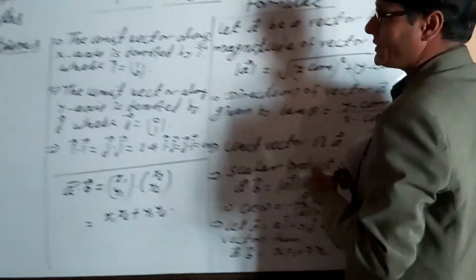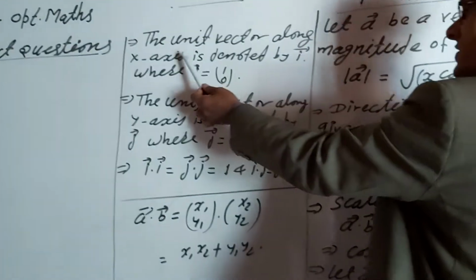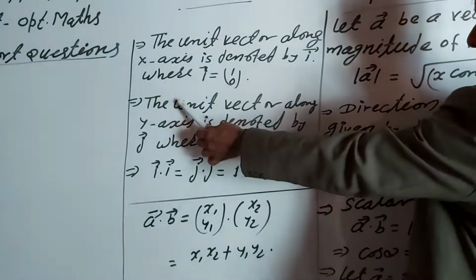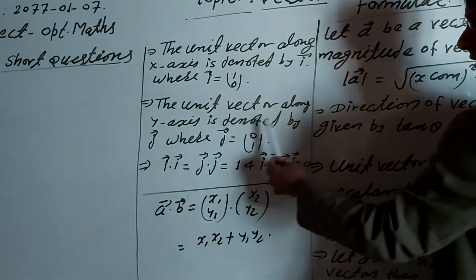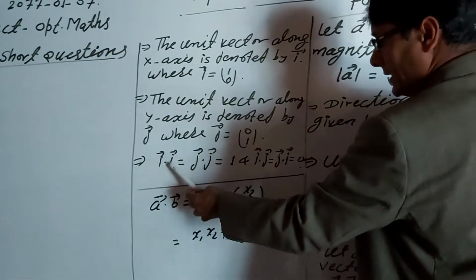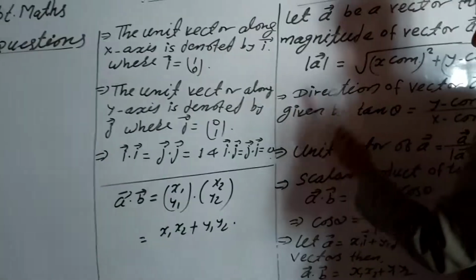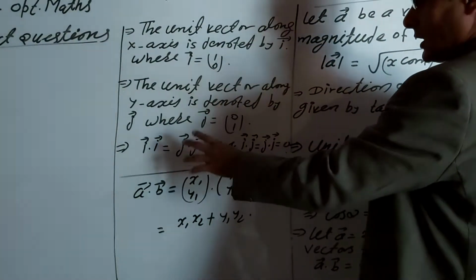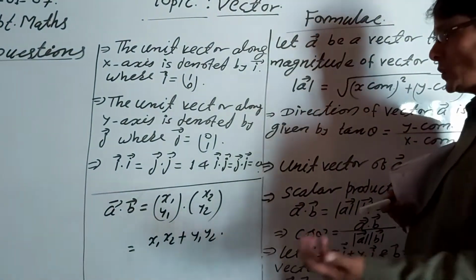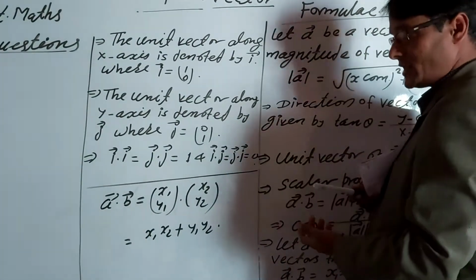Next formula, look please. The unit vector along the x-axis is denoted by i, where i equals (1, 0). And the unit vector along the y-axis is denoted by j, where j equals (0, 1). From here, i dot i is equal to j dot j is equal to 1, and i dot j is equal to j dot i is equal to 0. You already know how we find i dot i equals 1, j dot j equals 1, and i dot j equals j dot i equals 0.